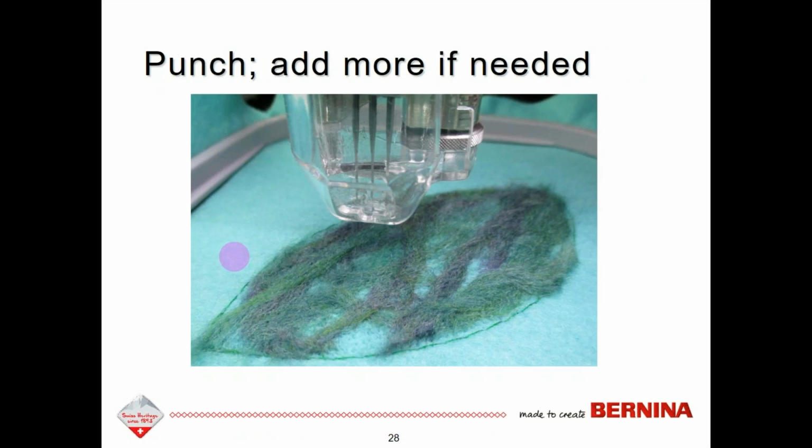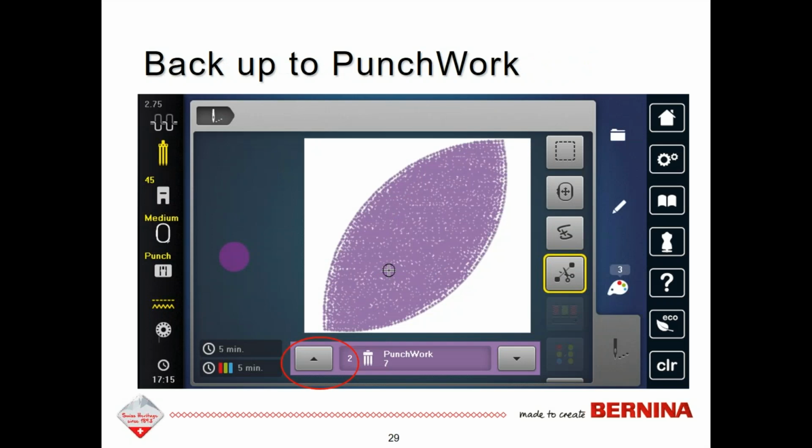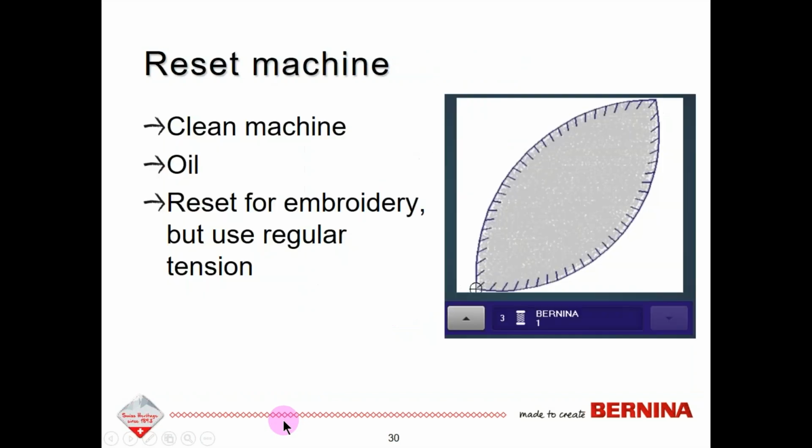And if you do add more, you want to be sure and back up, and you'll do that on your machine. And then you just needle punch through it again. When you're done, you want to reset the machine. Your machine will need cleaning. It will also need oiling. And then reset it for embroidery.